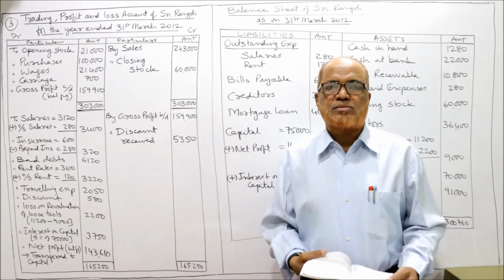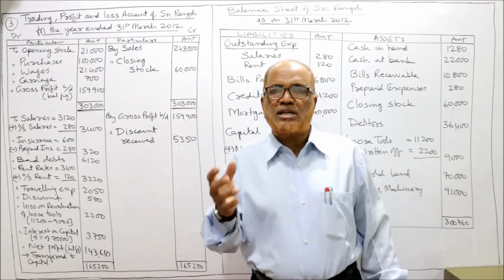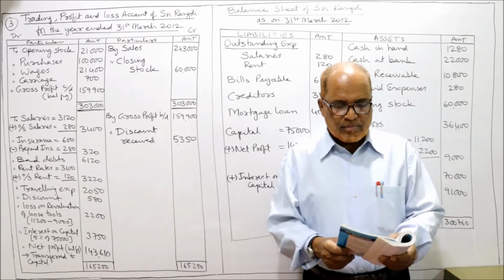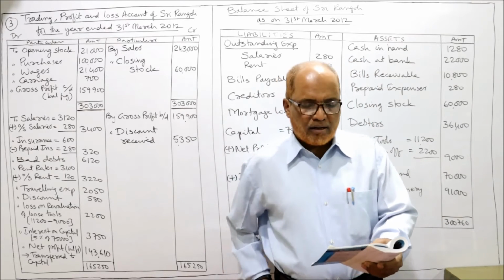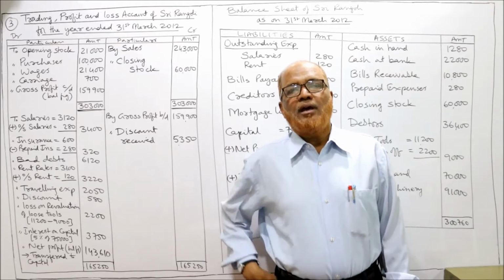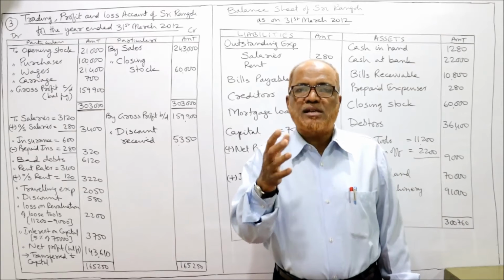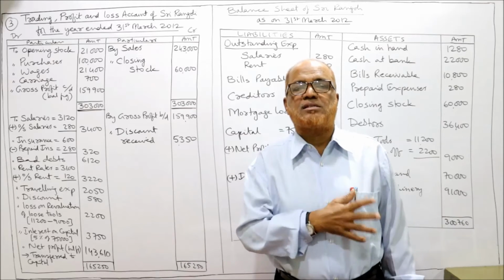Now adjustments. Normally students commit mistakes in adjustments. Listen carefully. What is the treatment? First adjustment: insurance unexpired to the extent of 280. Insurance unexpired means it is a prepaid insurance. It is the insurance paid in advance.